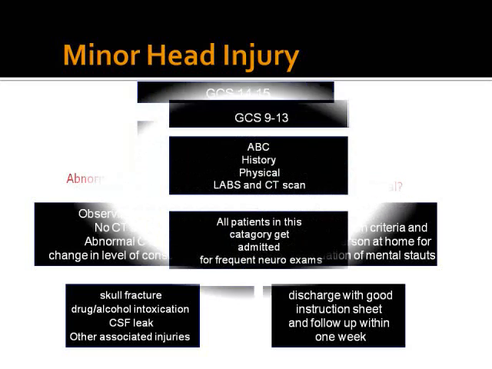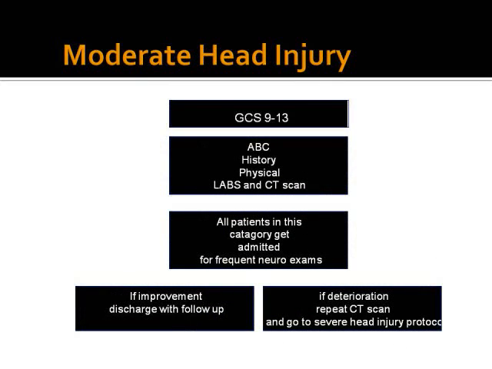In moderate head injury, where the GCS is 9 to 13, we secure the airway, do primary survey, then take a history, physical examination and do labs. And all patients in this category should be admitted and treated accordingly. If they deteriorate, then we need to deal probably surgically with the problem.